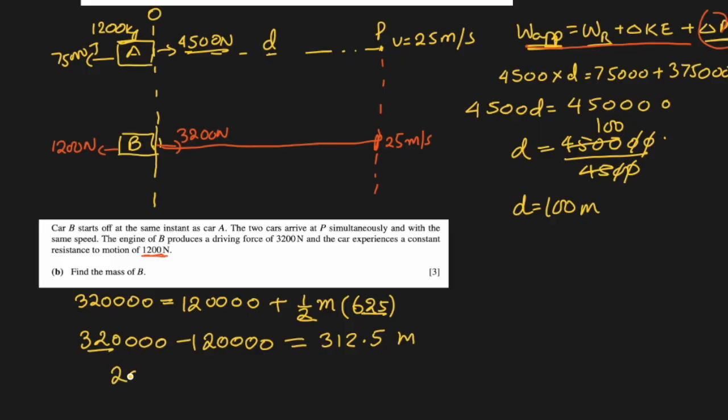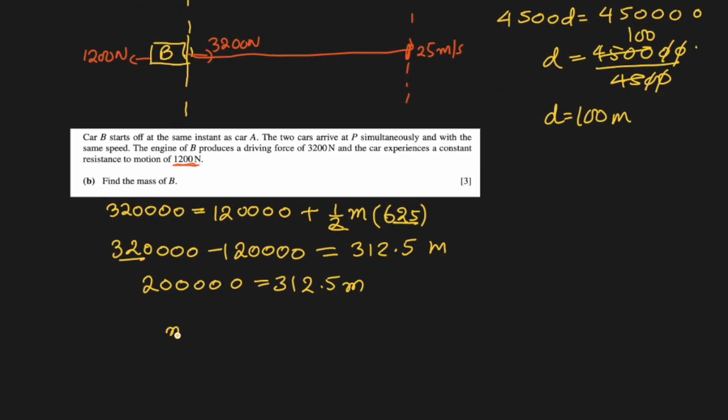This is how much? 20 and 4 zeros both of them. So 4 equal to 312.5 m. So now we can find m equal to 21,234 divided by 312.5. Use your calculator and you'll get it.